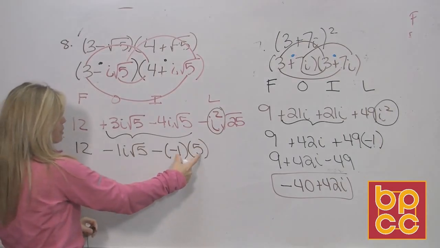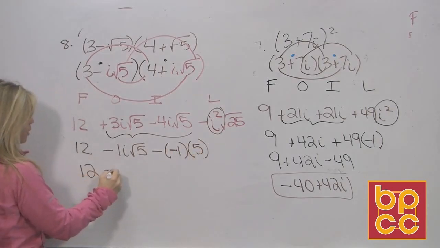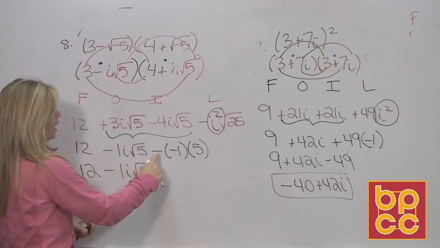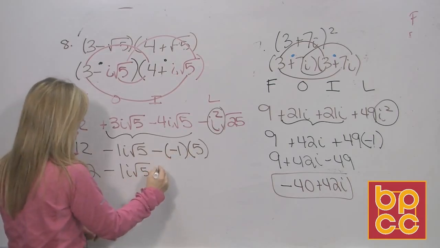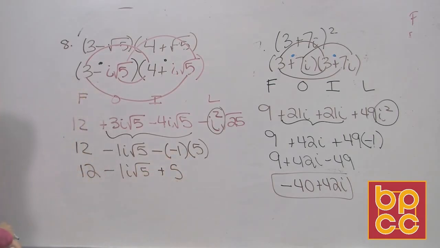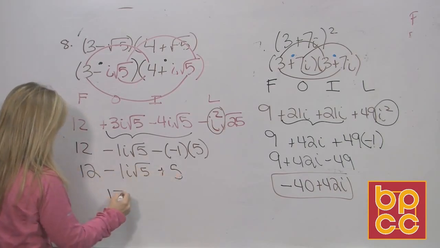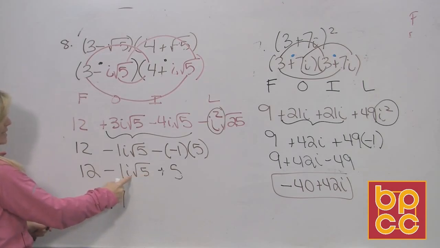Now if you look, these numbers are connected by multiplication. So now I have 12 minus 1i square root of 5. Well, we all know a negative times a negative is a positive. 1 times 5 is 5. Are we done? Nope, we got one more step. Here's our real numbers. 12 plus 5. That gives us 17. And then our imaginary number would be here because it has the i.